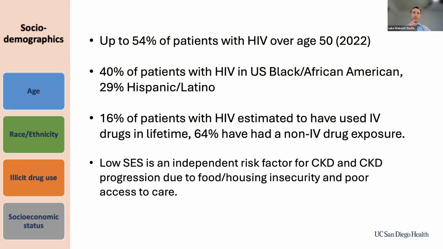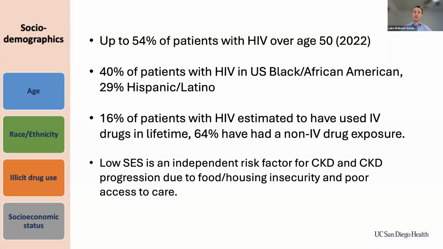So now let's move to social demographics. As I mentioned before, age is a huge risk factor for CKD. We live in a modern era where patients have access, especially in the US, to amazing therapy. They're living to near the same age as their HIV negative cohorts. With aging, our patients with HIV are developing a lot of those chronic medical conditions that perhaps we have not seen in the past two decades. According to one study, up to 54% of patients as of 2022 are over the age of 50.